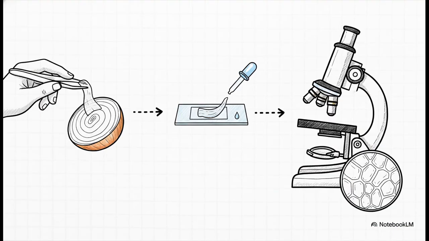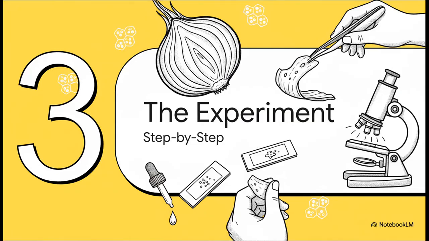Our goal is pretty simple, but it's really cool. We're going to prepare a proper microscope slide of an onion peel, and we're going to see these basic building blocks of life with our very own eyes. So, how do we actually do that? Well, let's walk through the whole process step by step. This is how you get a piece of an onion ready for its big debut under the microscope.